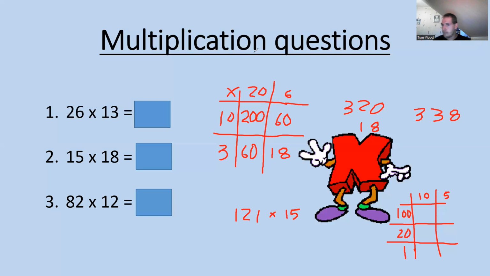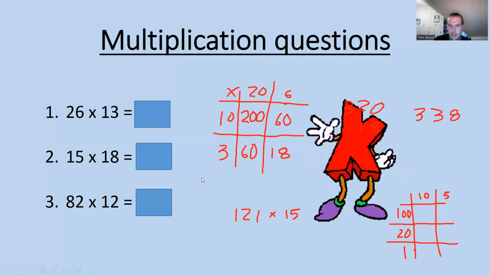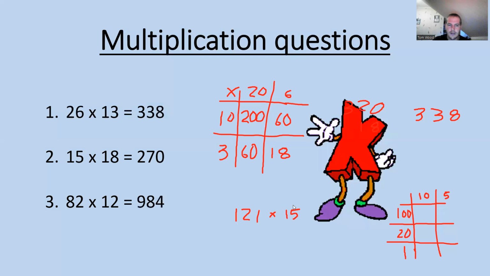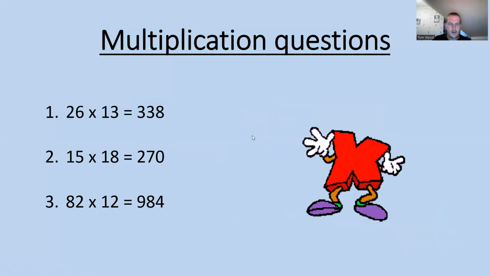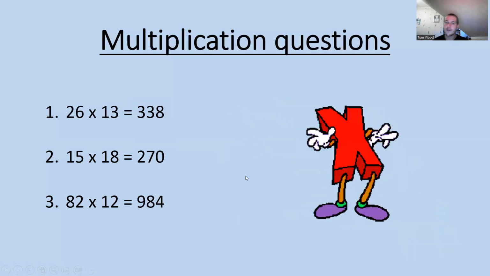Okay, so most people have done really well there. I'm already amazingly happy at the fact that someone's obviously now a lot more comfortable with this skill. So that's an absolute winner. So the answers here then, we should have 338, 270, and 984 as our answers there. So if you've got them, amazing. If you haven't quite got them right, don't worry. We can practice this skill.